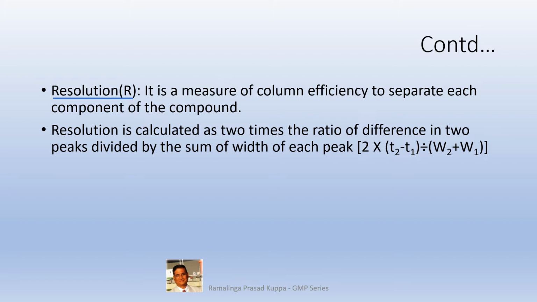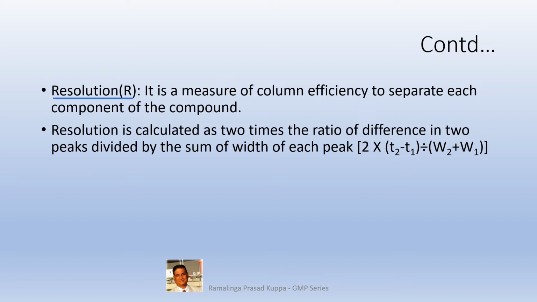If it is plus or minus 3 sigma, you will have 99.7% with 0.3% peak merger. That means 0.15% for each peak. If the value of resolution is 1.5, it ends up to 1.5 into 4, that's equal to 6. This calculation holds good, but still there is an overlap of 0.15% per peak.